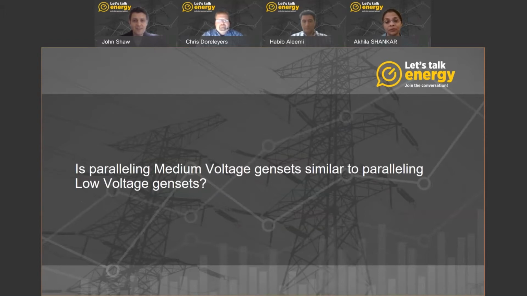Thanks, Akhila. Chris, I know you actually took a look at this question as well. Can you elaborate on why you would use medium voltage versus low voltage design? Sure, John. There are a number of different reasons why one may use a medium voltage design over a low voltage design. One such example could be generator fault current sizing.